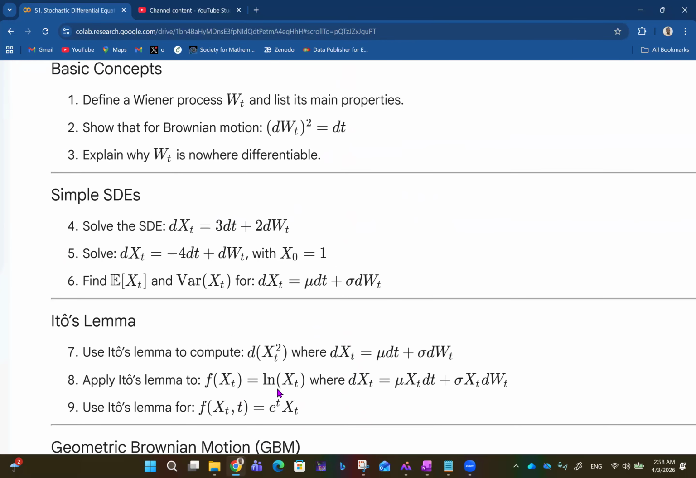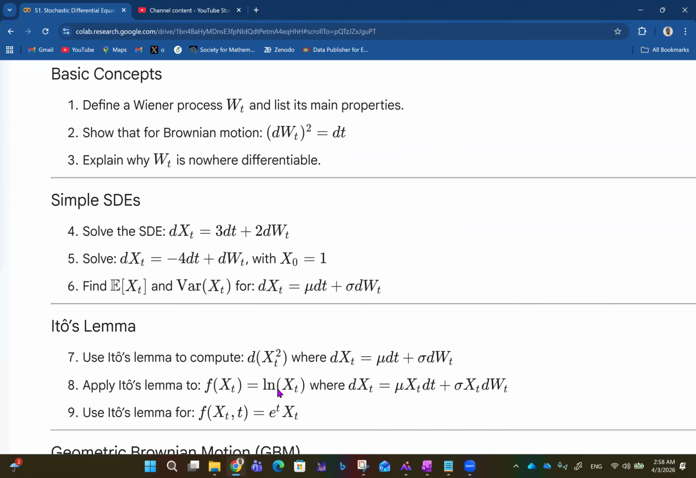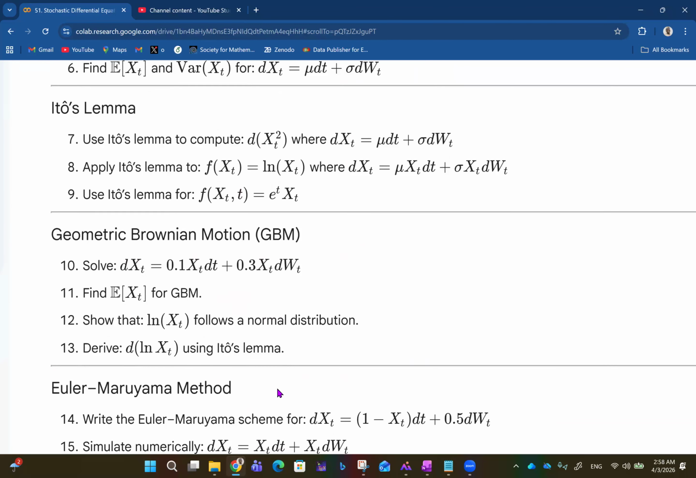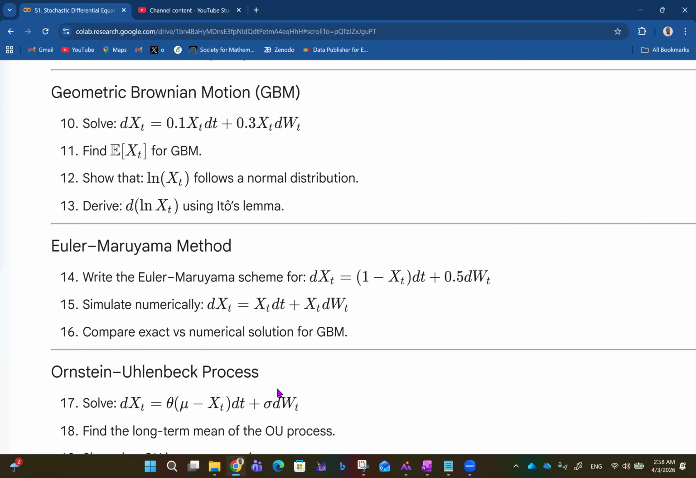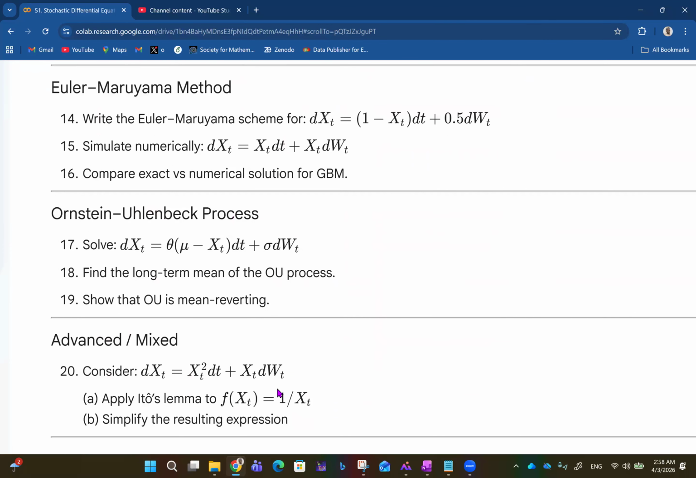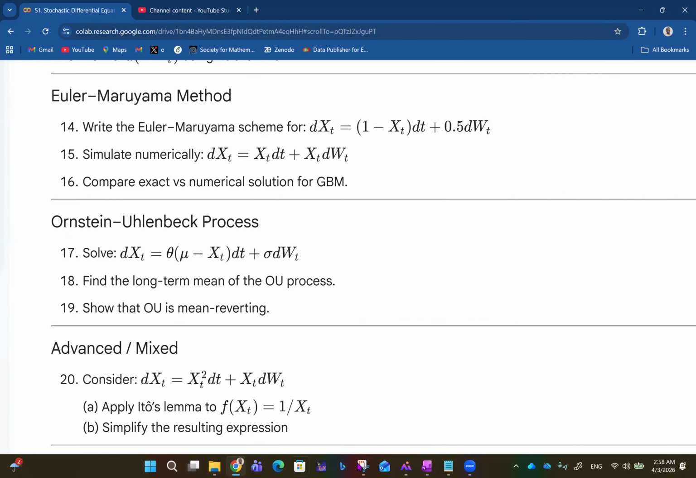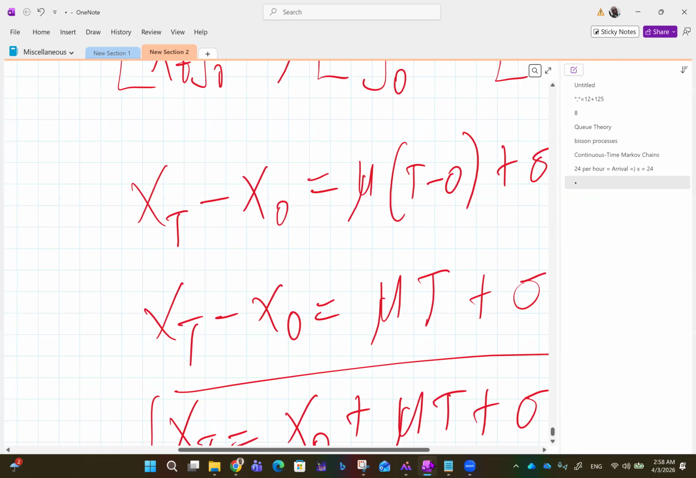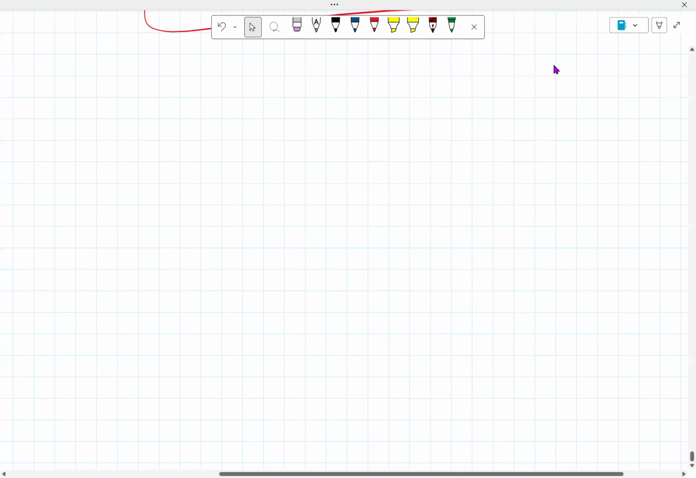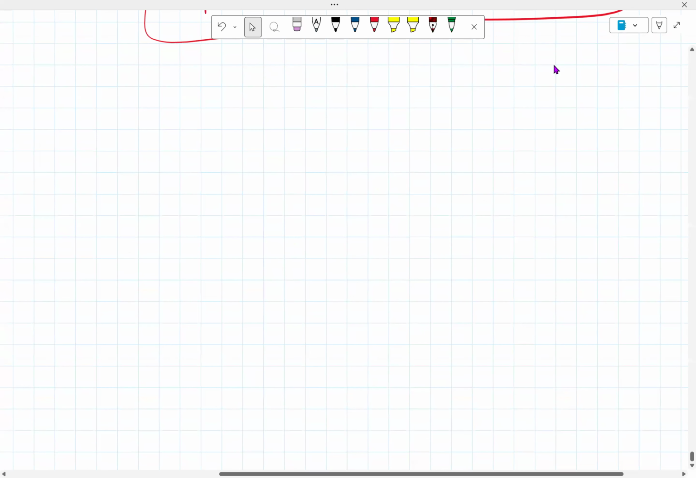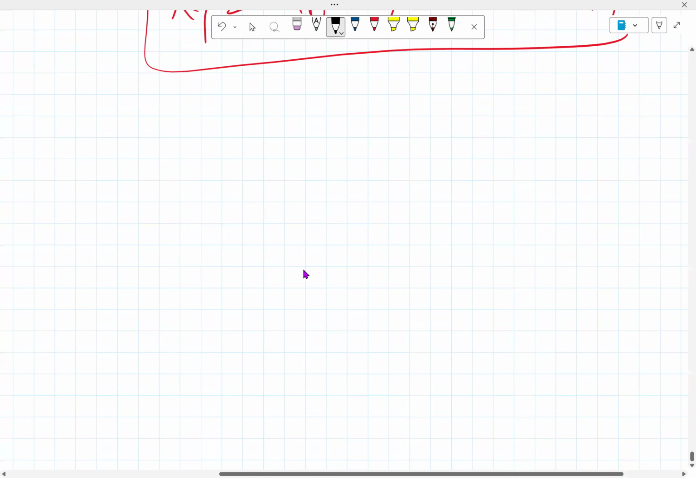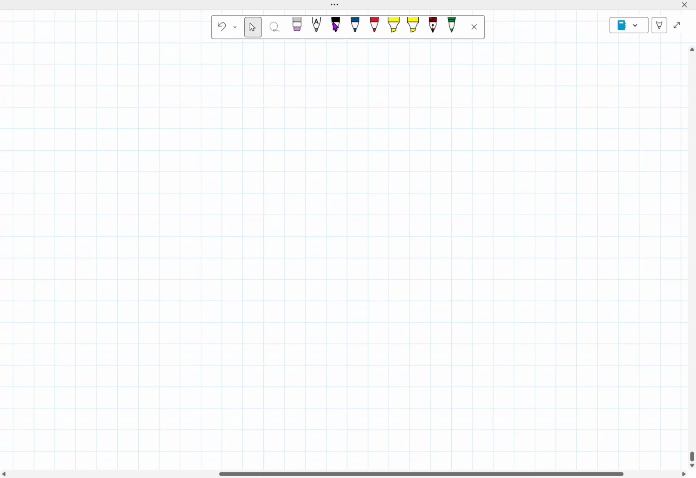You have 10, 11, 12, 13, 14, 15, 16. You have 17, 18, and 19. So try your hands on them. So let me go and take care of questions 10 and 11. Starting with question 10 now.